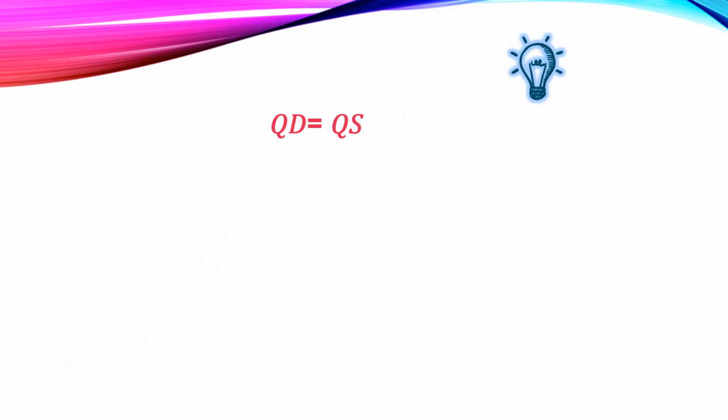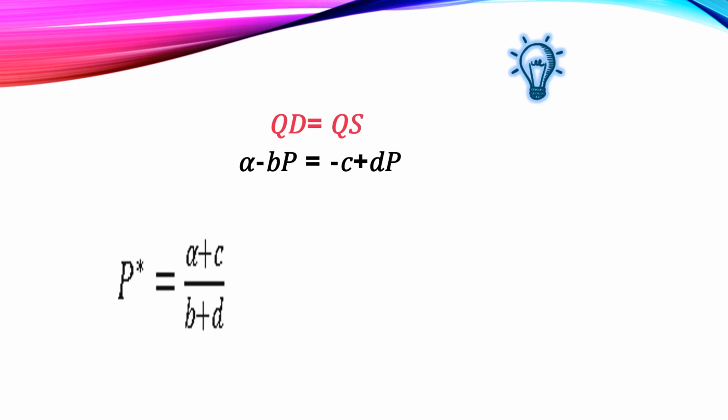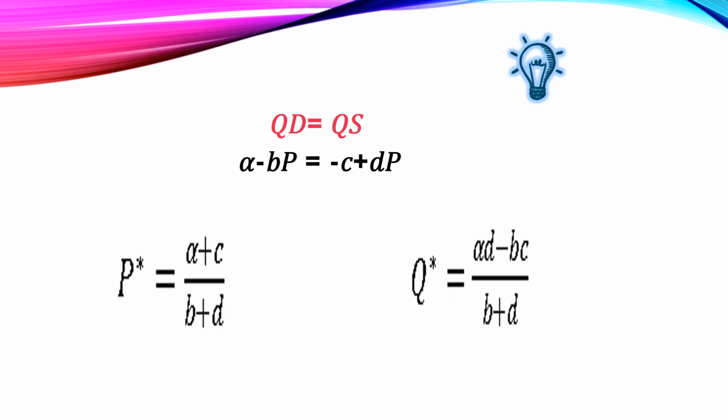Market equilibrium is quantity demanded equal to quantity supply, QD equal QS. So A minus BP equal negative C plus DP. If we solve these equations, we will get the equilibrium price equal A plus C divided by B plus D, and the equilibrium quantity equal AD minus BC divided by B plus D.